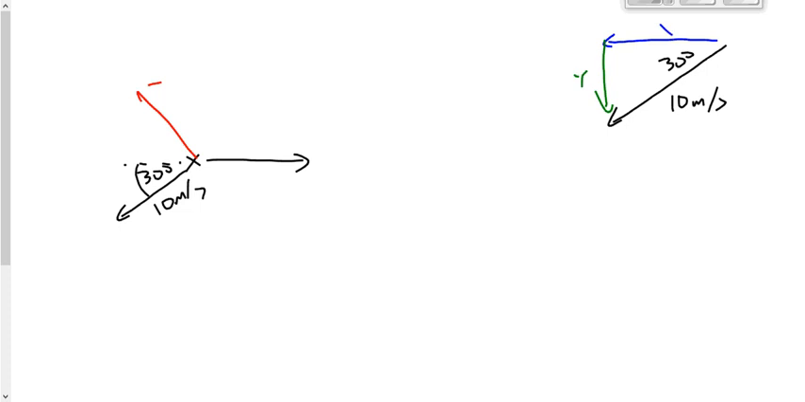using sine and cos. By the way, what trig function would we use to solve for the x component? What trig function do we use to solve for the x component, Jack? Yeah, it's cos, because it's the adjacent side. Cosine 30 degrees is equal to x over 10. And then we'd say sine 30 degrees is equal to y over 10.